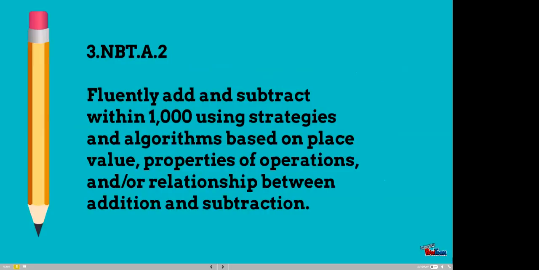During this lesson, we will be looking at 3.NBT.A.2, and we're going to discover how to fluently add and subtract within 1,000s using strategies and algorithms based on place value, properties of operation, and/or relationships between addition and subtraction.